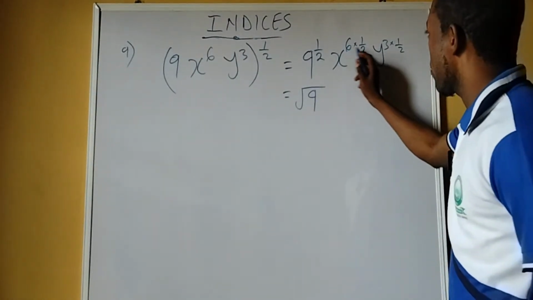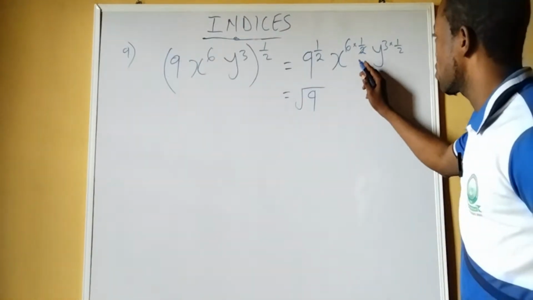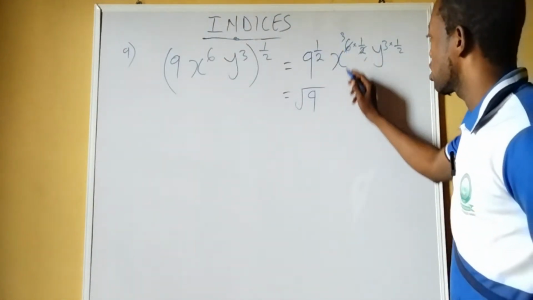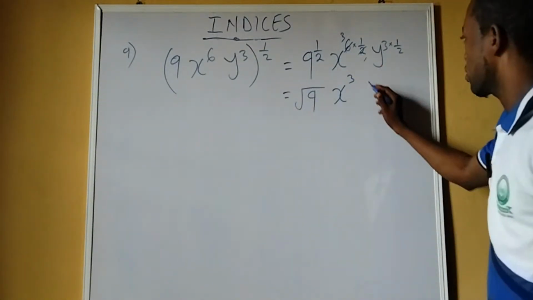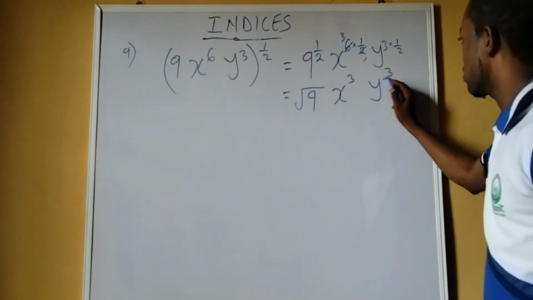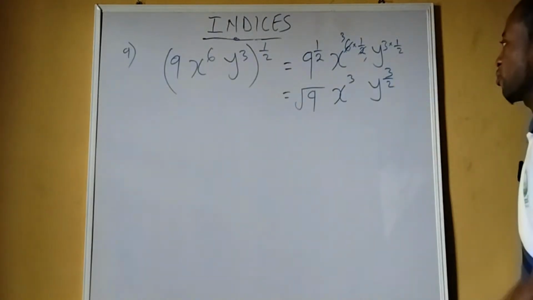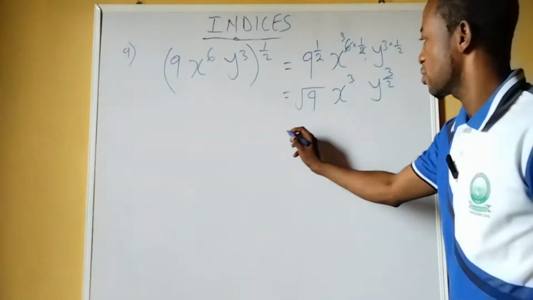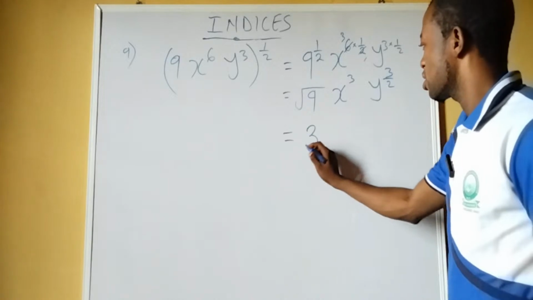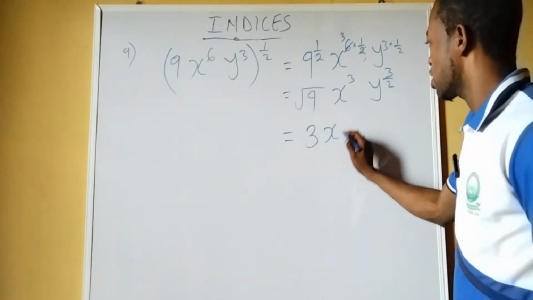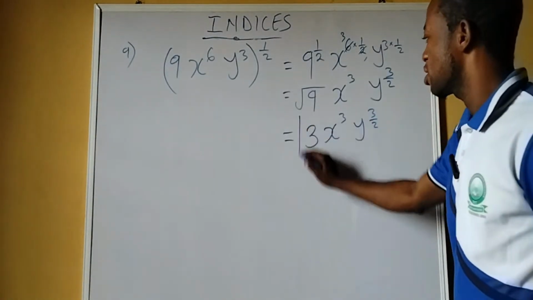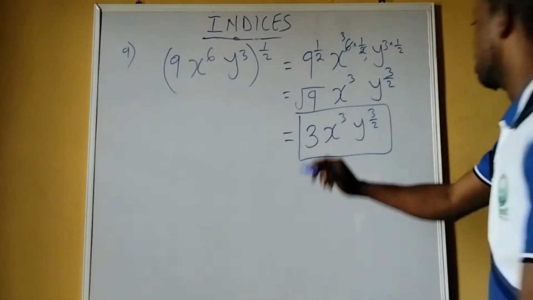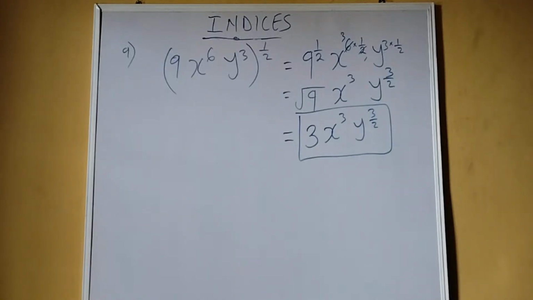Then here, this power multiplies 6 here and 3 here. So we have x raised to power 3, and here can be written as y raised to power 3 over 2. Okay? And finally, square root of 9, that's 3. And this becomes 3 x raised to power 3, y raised to power 3 over 2. And this is the final answer. Okay?